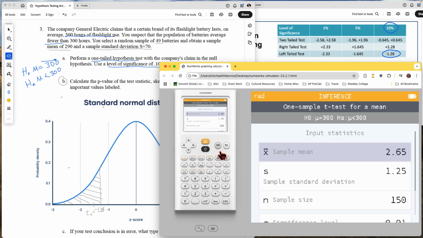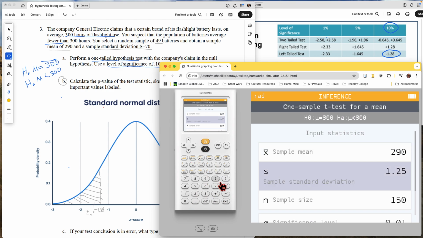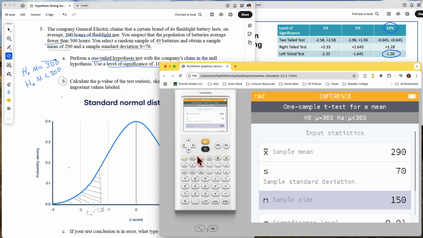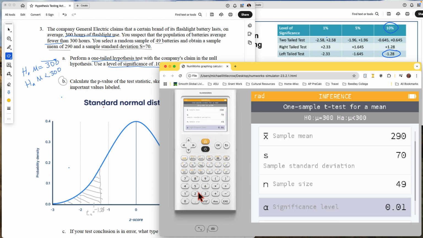We're going to input our statistics. We've got a sample mean of 290, which is less, but we're going to see if it's statistically significant, standard deviation of 70, and a sample size of 49. We're doing a 10% test, so that's a 0.1.